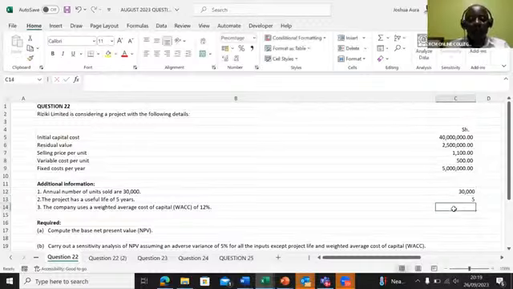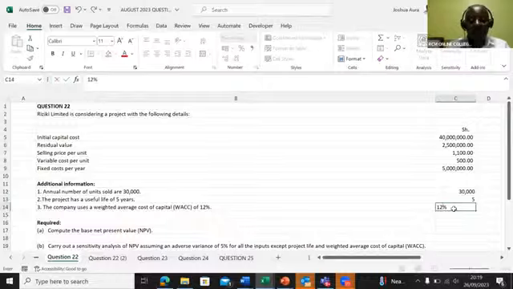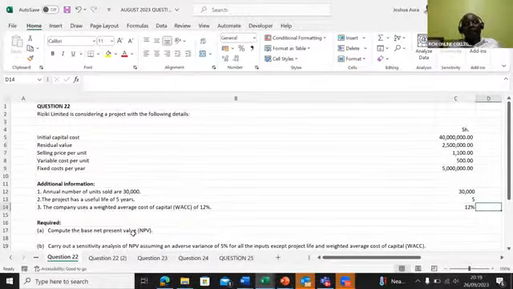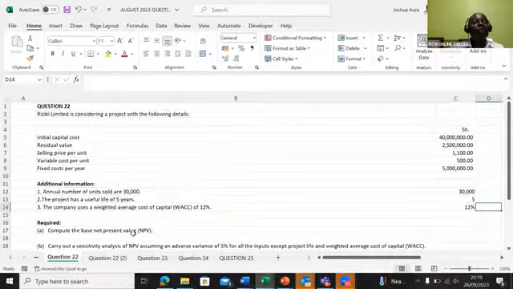So this is very important for me for purposes of discounting. Then they want me to compute the base net present value. So base net present value, if you remember, this is that net present value that we get, ladies and gentlemen, by using the information that is currently available without altering anything. We are not going to alter anything.